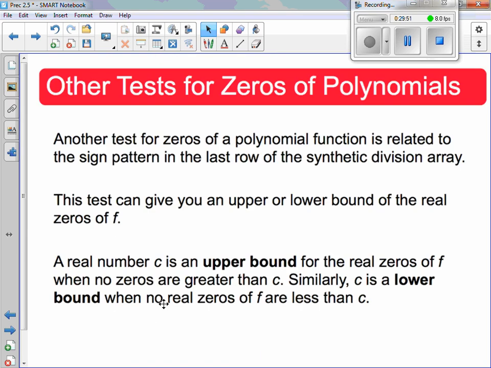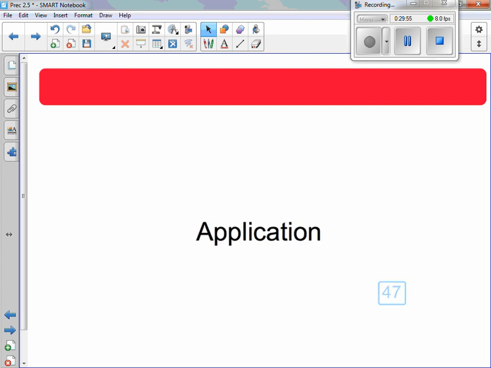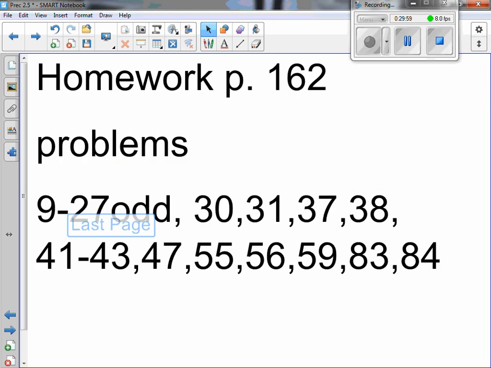Another test is to relate the signs, synthetic division. We're not going to worry about that, and we are done with 2.5. And this here is the assignment. So a lot of stuff you can use the graphing calculator for to help you find values.